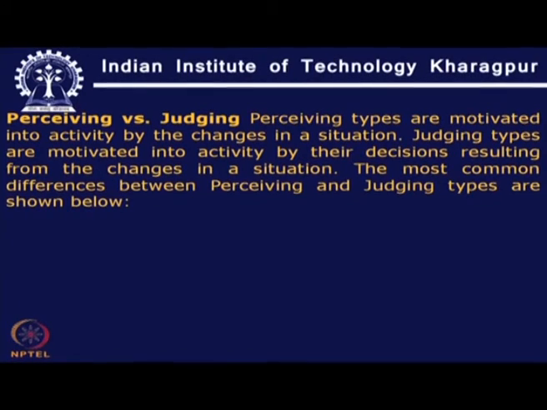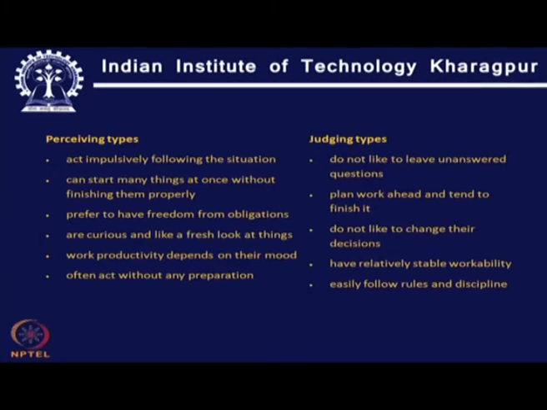Perceiving and judging. Perceiving types are motivated into activity by the changes in situation. Judging types are motivated into activity by the decisions resulted from the changes in situation. Differences are: perceiving types act impulsively following the situation, can start many things at once without finishing them properly, prefer to have freedom from obligation, are curious and like a fresh look at things. Work productivity depends on their mood, often act without any preparation.